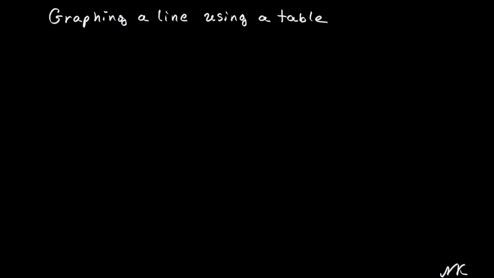Hello, here we're going to be graphing a line using a table. So we are asked to graph x equals -3y plus 6. This is neither in standard form nor slope-intercept form. However, for graphing using a table, we don't really need to rewrite it.